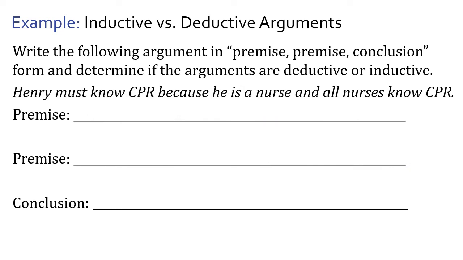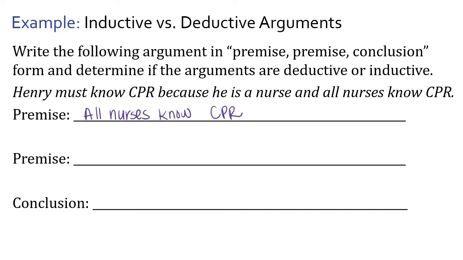Let's look at another argument. Henry must know CPR because he is a nurse, and all nurses know CPR. So in this situation, we have it written in a different way. In this case, the conclusion is written first. They're concluding that Henry must know CPR, and their reasoning for it, so the premises for it, and this word because usually helps you figure out where these premises are for the argument. He is a nurse, and all nurses know CPR.